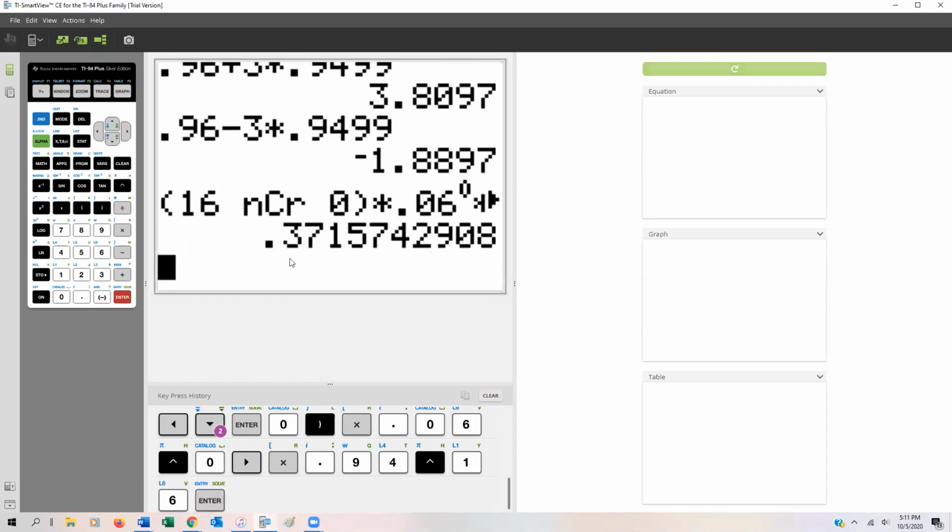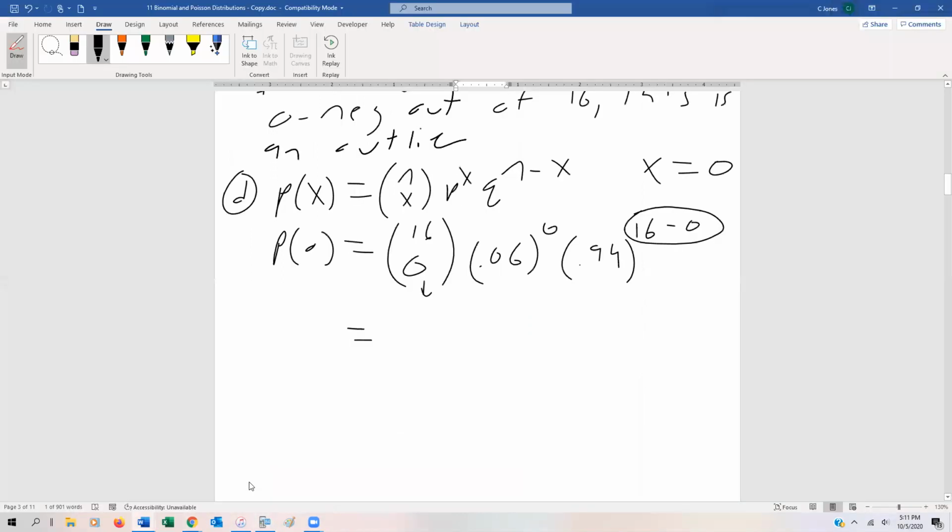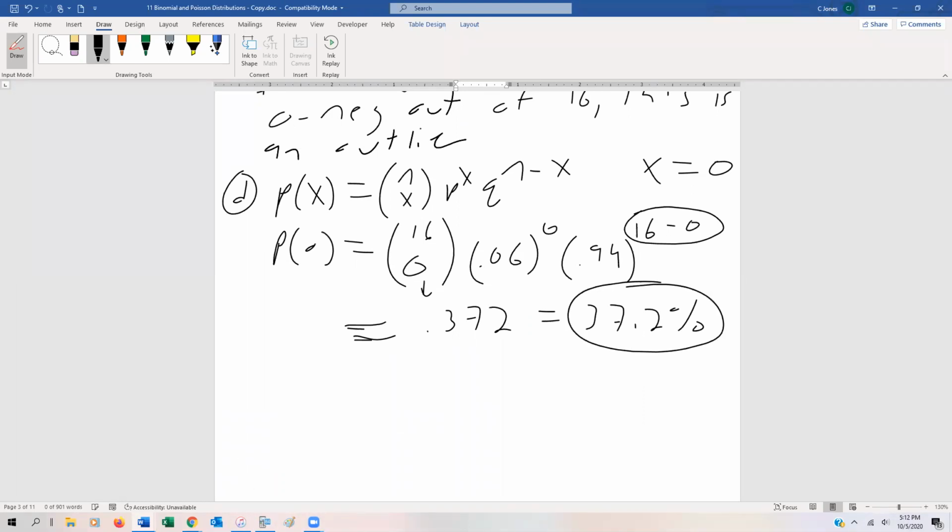And that gives us 0.37372 approximately. Right? So we go back here, and that's going to be approximately 0.372 or 37.2%. So it's very feasible that we could line up 16 people, and there's about a 37% probability that none of those 16 people are going to have O negative blood.